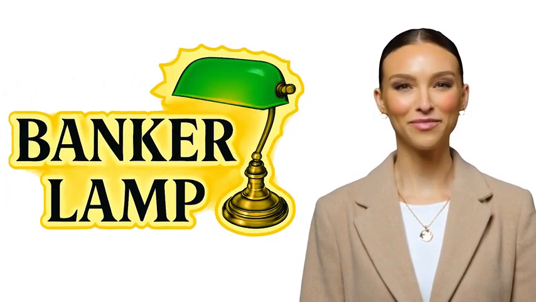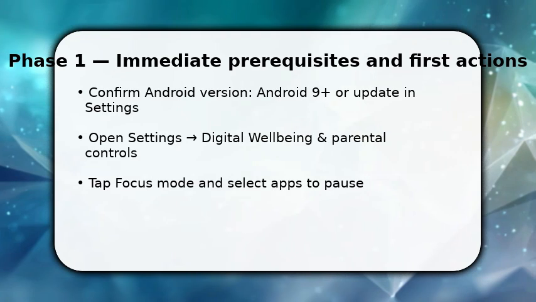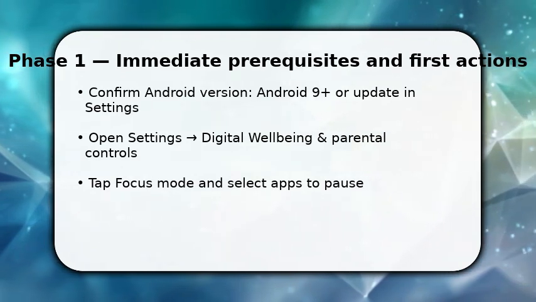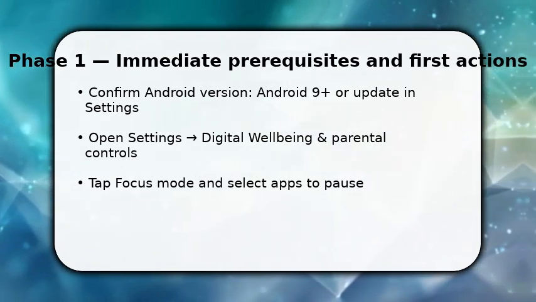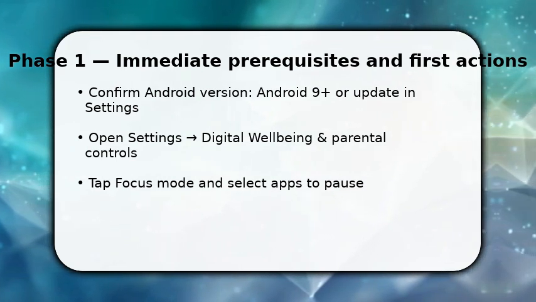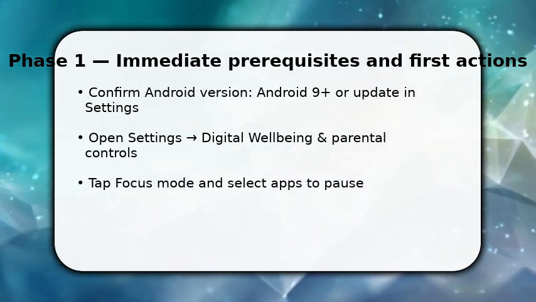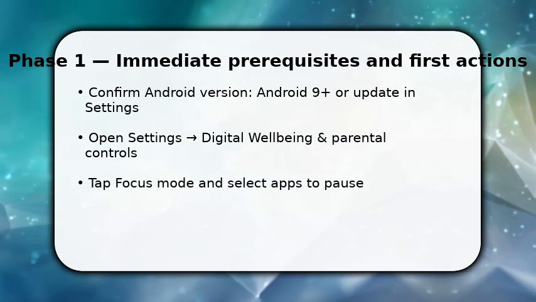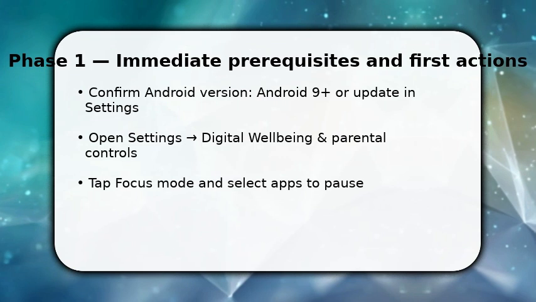Please enjoy the video. You'll start by verifying prerequisites. Make sure your phone runs Android 9 or newer, otherwise update first. Once done, open Settings and go to Digital Wellbeing and Parental Controls. You want to tap Focus Mode now and begin selecting the apps you want paused.